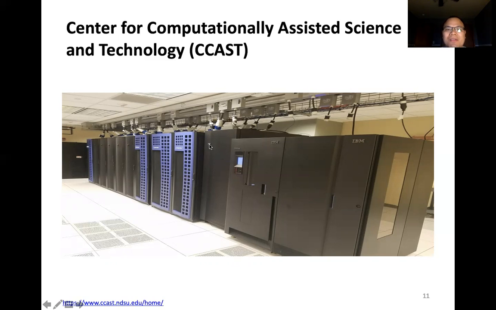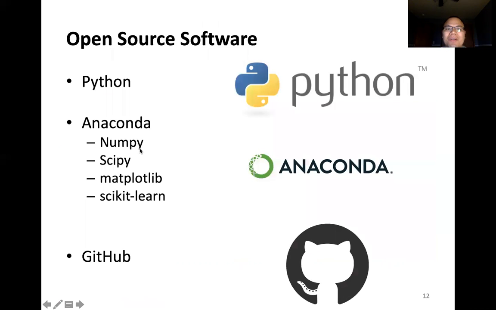This cluster also has very large memory and large storage. In our lab, we use some open source software, and the first one is Python, which is very powerful and also very popular. If you are interested in programming, I would recommend you learn Python first.